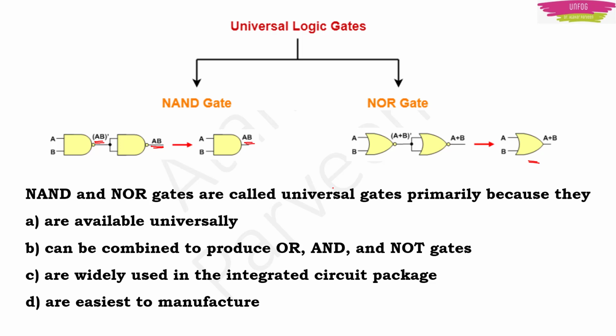They can be combined to produce OR, AND and NOT gates. They are widely used in the integrated circuit package. They are easiest to manufacture. So the right answer would be that these gates can be combined to produce OR, AND and NOT gates. That's why they are called universal gates.